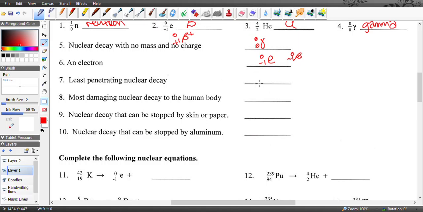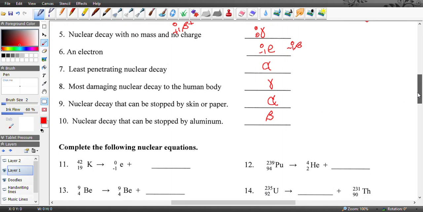The least penetrating, that's going to be alpha. Most damaging to the human body, that is gamma for sure. Gamma is very, very bad for you. You don't want to be exposed to that. Can be stopped by skin or paper. That's going to be alpha as well. Stopped by aluminum, that's going to be your beta. Your beta decay is going to be stopped by aluminum.